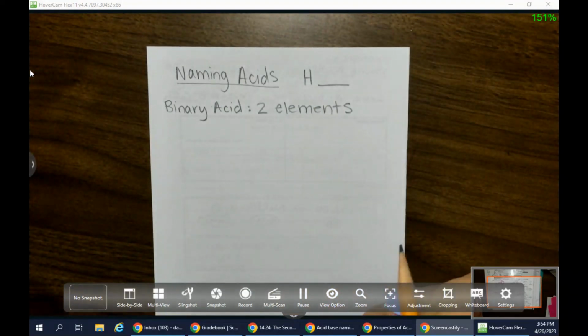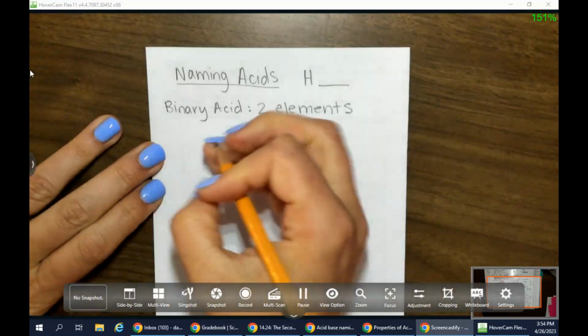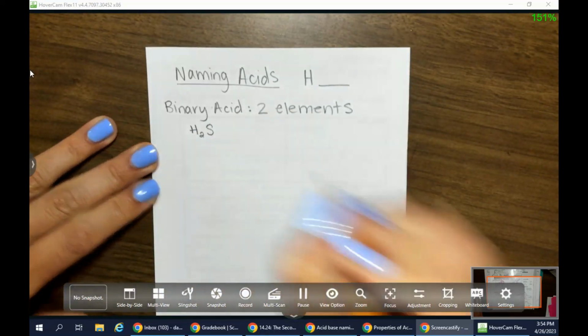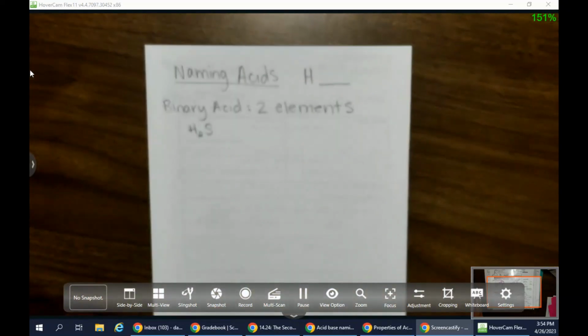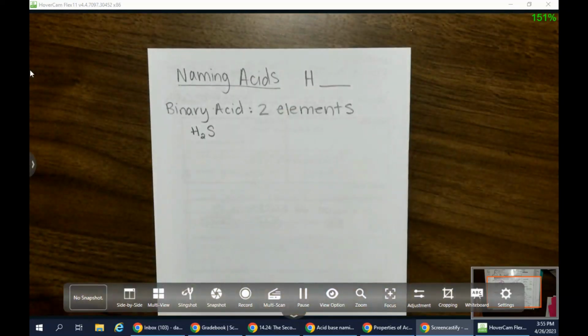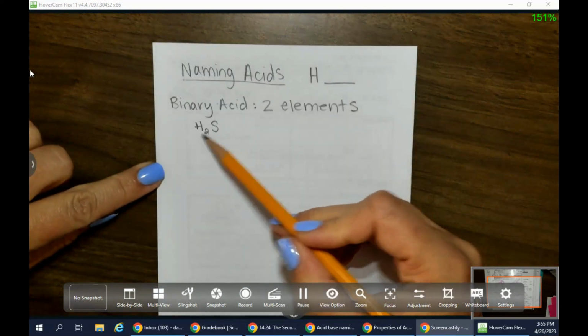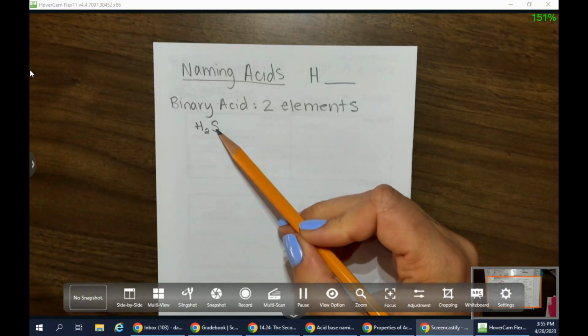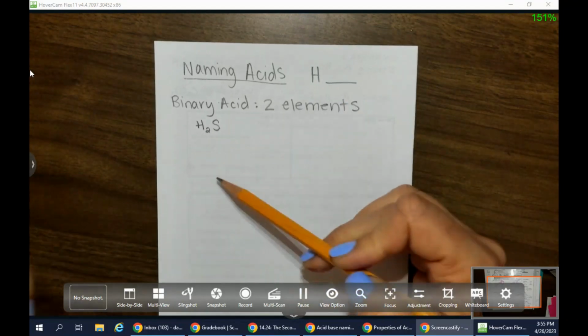Okay? All right, so they're going to have two different types of elements. So this is your example, H2S, right? You don't worry about the subscript. The subscript came from the sulfur. We know that. But this has two different types of elements. We have a hydrogen, that's one. We have a sulfur, that's the other, right? So we have two. So this is a binary acid.